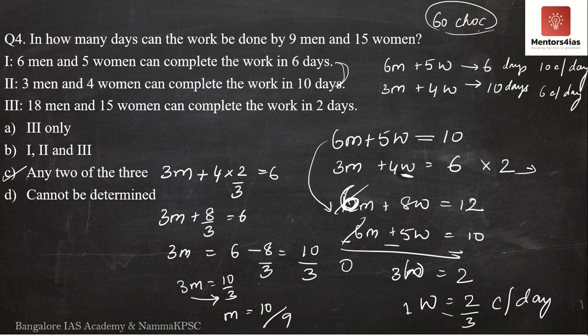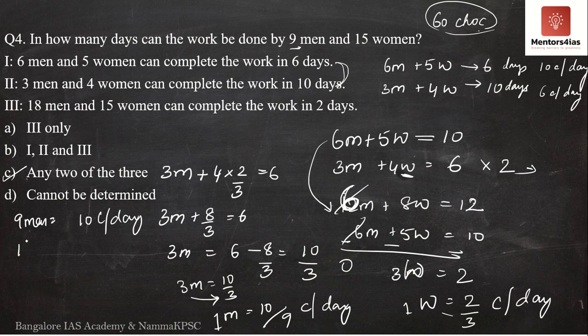So one man can eat how many chocolates per day? One man can eat 10 by 9 chocolates per day. What is the question asking for? 9 men. How many can 9 men eat? If one man can eat 10 by 9 chocolates per day, 9 men can eat 9 into 10 by 9, which is nothing but 10 chocolates per day.